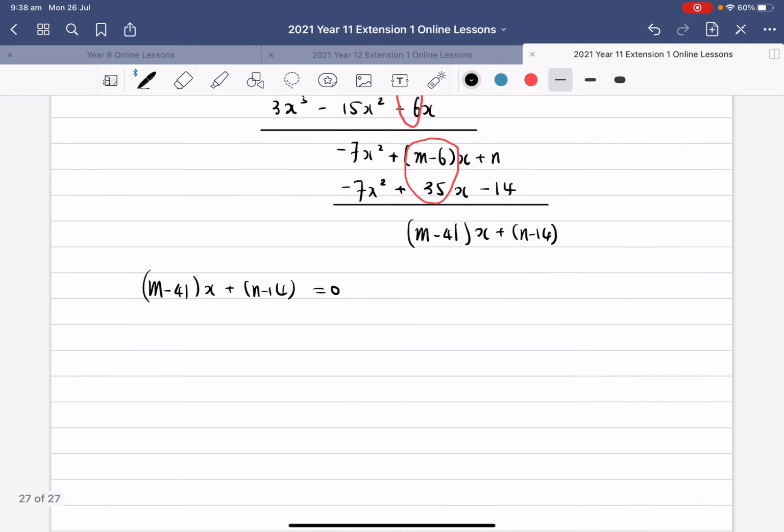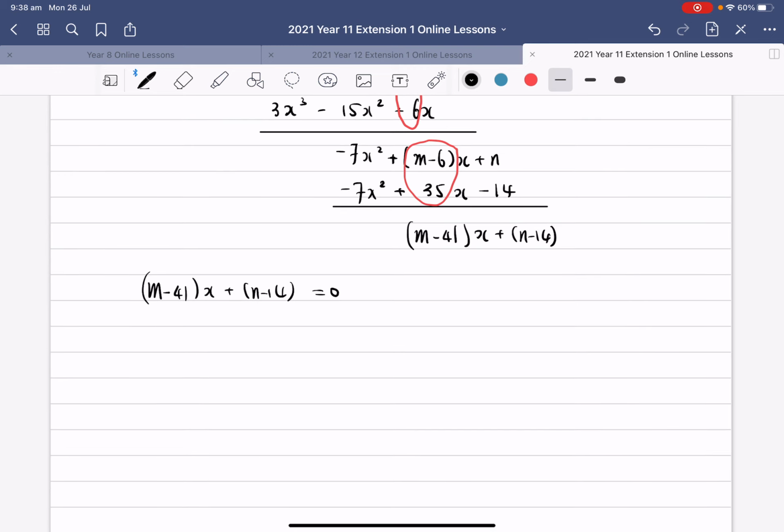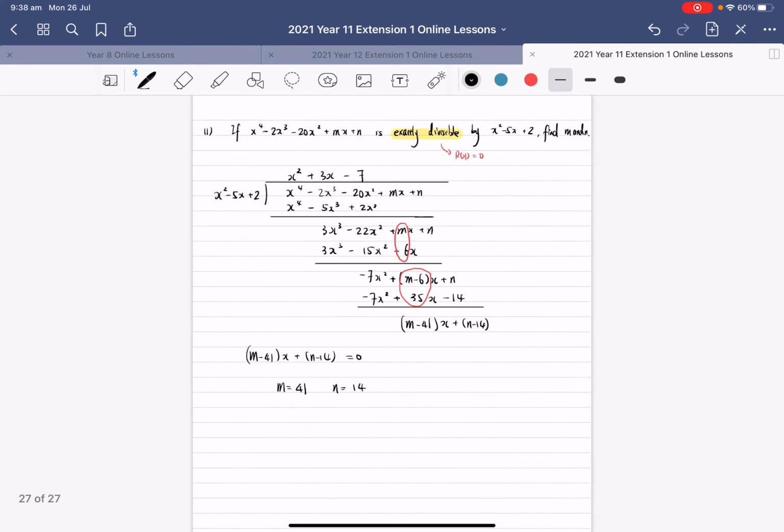And we need to find out what m and n are. So in this case, m must be equal to 41 and n must be equal to 14. That's the only case when the remainder is equal to 0. So that's how you do question 11. It is a pretty easy question.